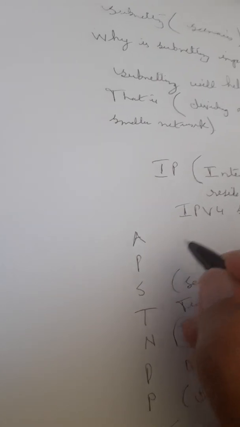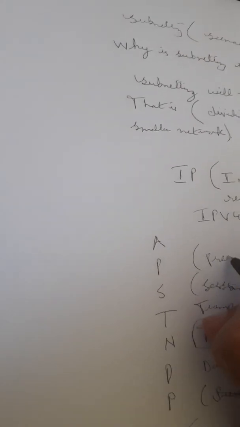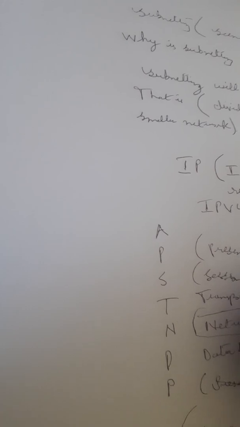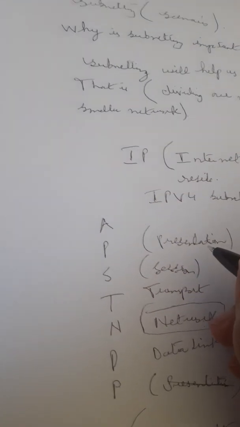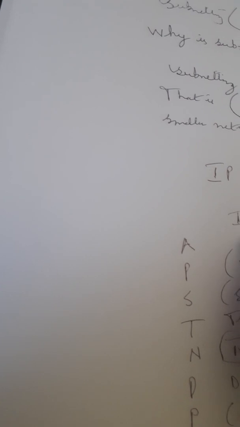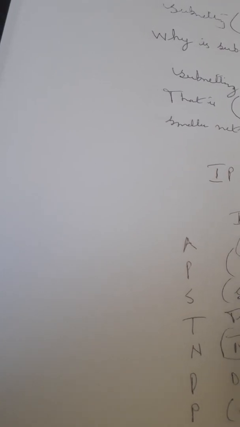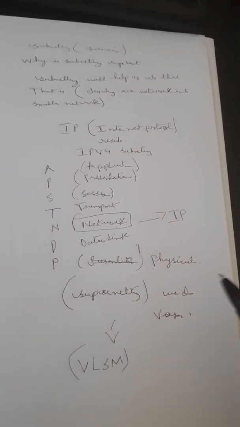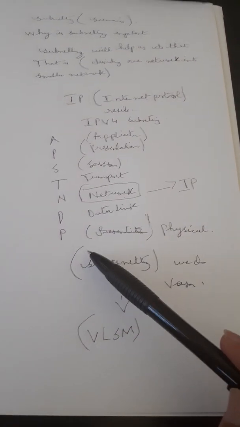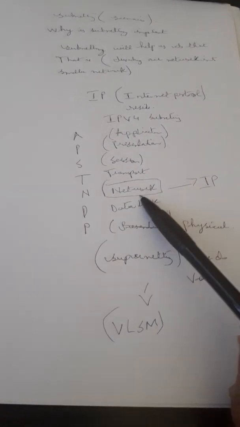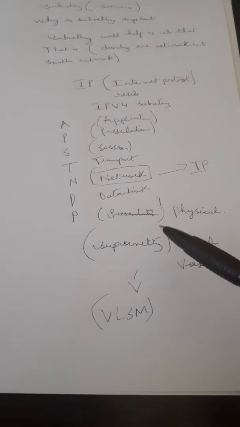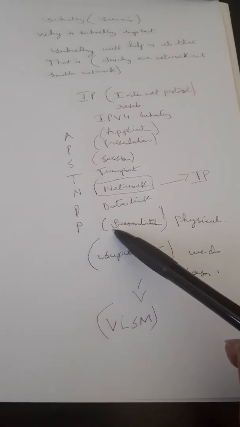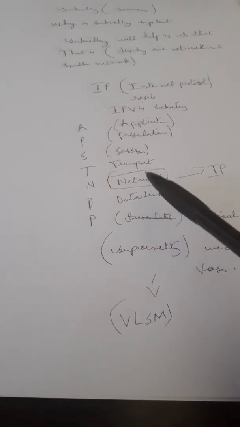Session and presentation, and application. Just a brief overview here. Just remember this: IP resides at the network layer. That's an abbreviation, and these are the real ones actually: physical, data link, network. And this, ladies and gentlemen, is our OSI model.